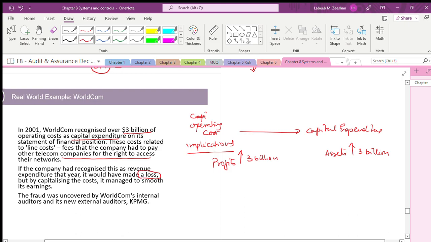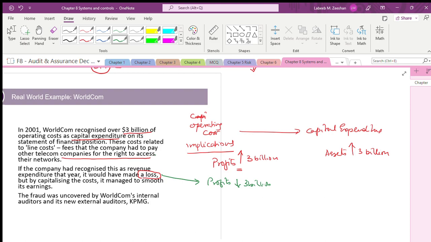If we have shown it by doing this, what implication has happened? The profits have shot up by 3 million. If they had shown it in the right way, what would have happened? The profits would have decreased by how much? 3 billion. But by capitalizing it, it managed to smooth its earnings.